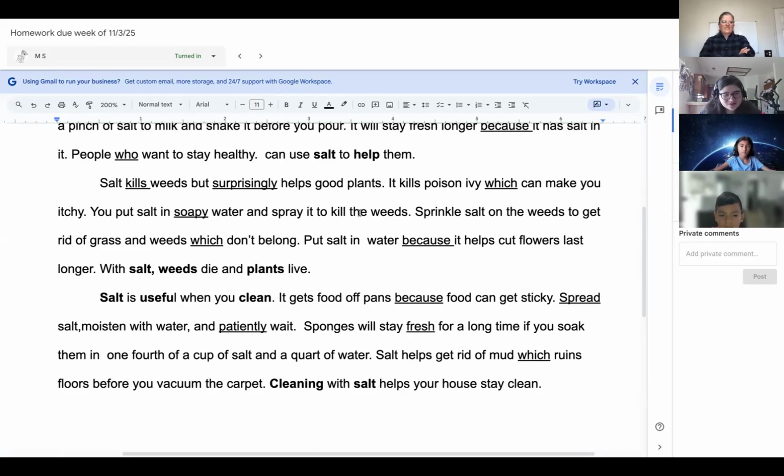Spread salt, moisten with water, and patiently wait. Sponges will stay fresh for a long time if you soak them in a quarter cup of salt and a quarter cup of water. Salt helps get rid of mud, which ruins floors, before you vacuum the carpet. Cleaning with salt helps your house stay clean.